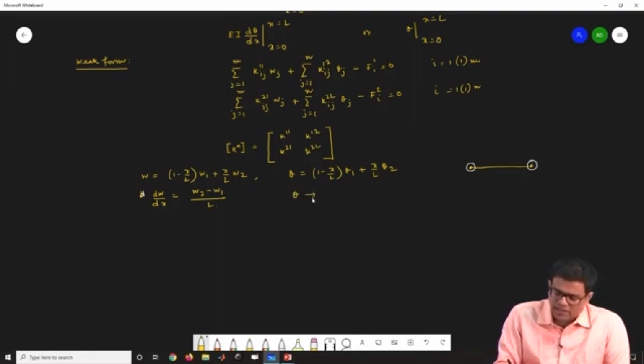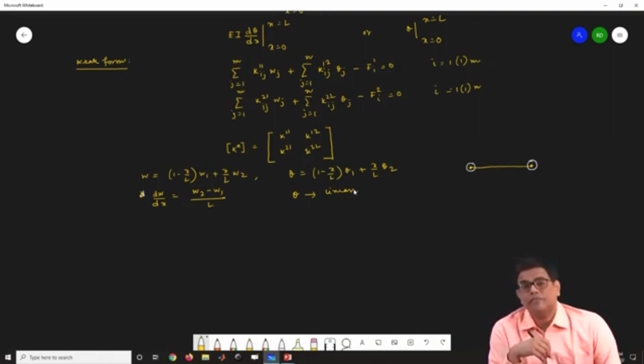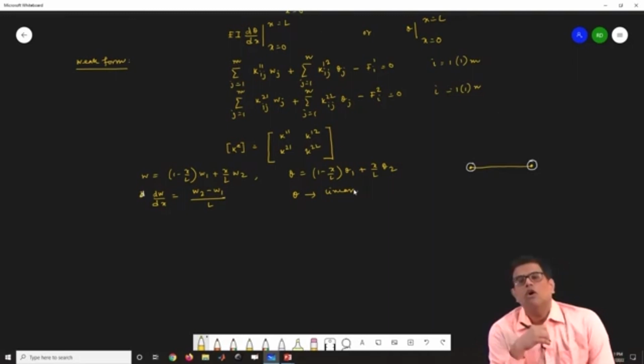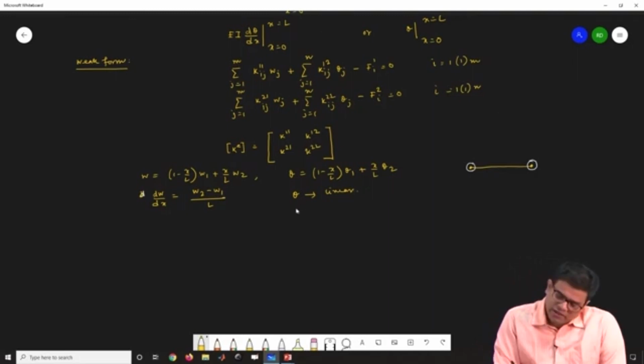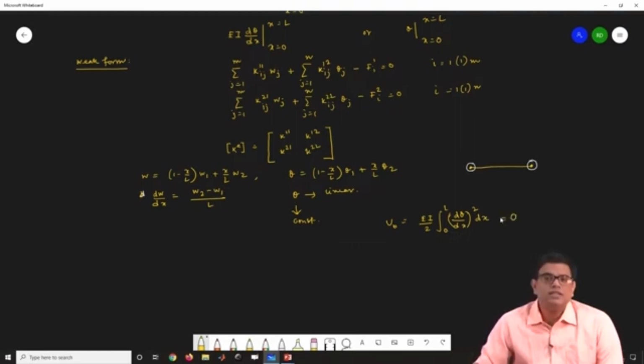While theta is still linear, so this will create a problem, because in case of a thin beam, theta has to be dw/dx. So then theta finally has to be constant. Now if theta is constant, then the bending strain energy for Timoshenko beam, that is Ub, is EI/2 integral 0 to L (d theta/dx) whole square. So theta, if it has to be constant, then this d theta/dx will be 0. So this is defined as shear locking.